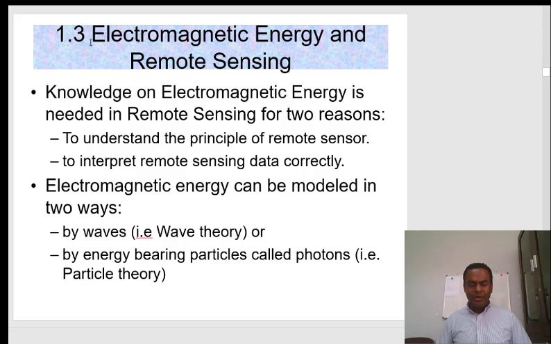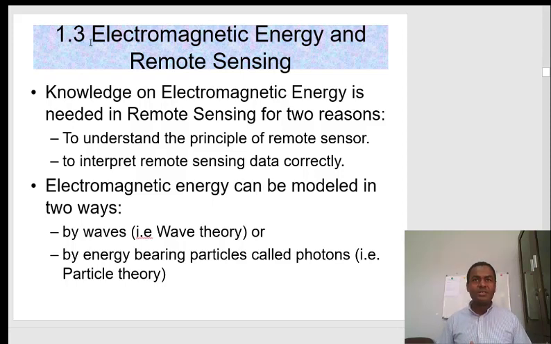Okay, for example, our eye is an example of a remote sensor. It operates within a certain wavelength range, which is 0.4 up to 0.7. So we came to know this visible range and the principles of our vision because we have understood the basic principles of electromagnetic energy. Likewise, in remote sensing, there are many remote sensors.